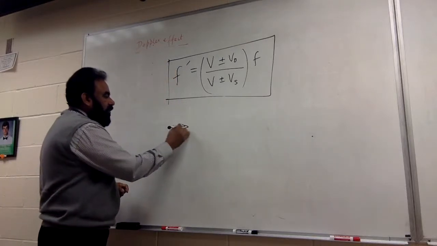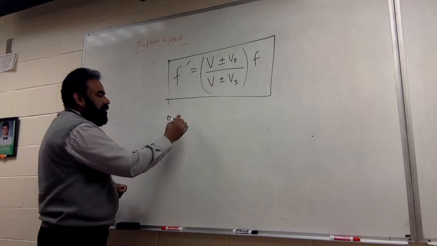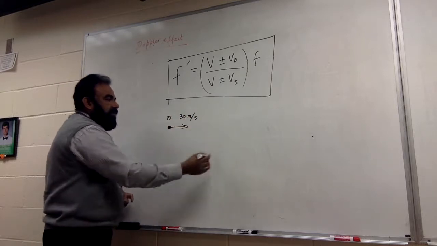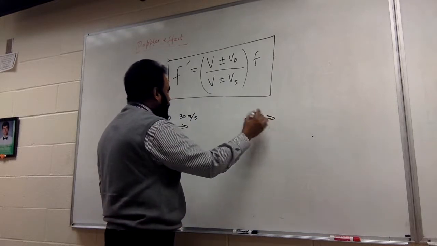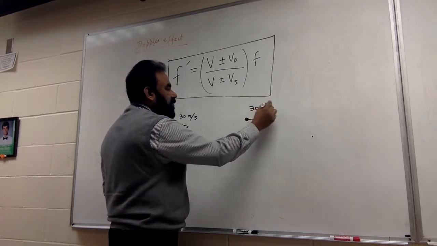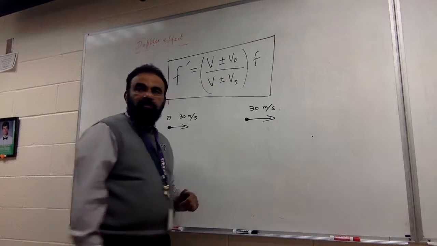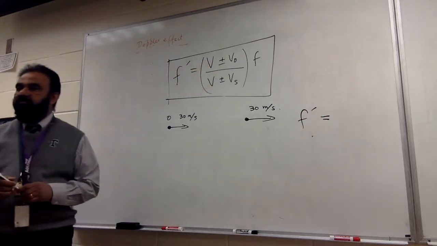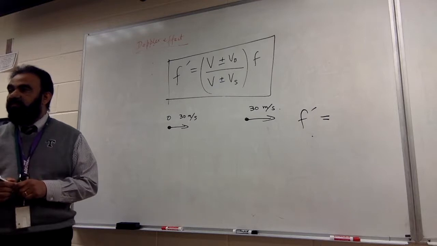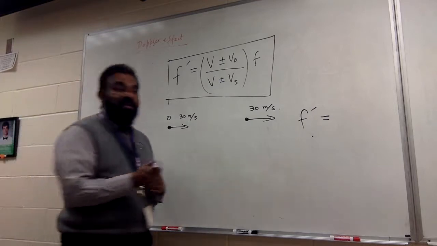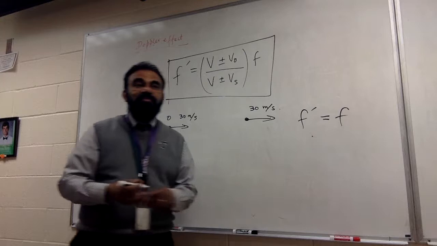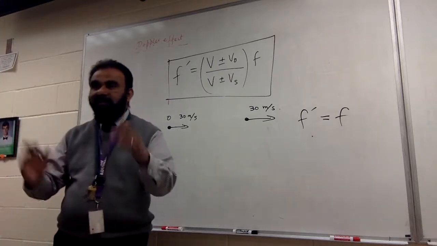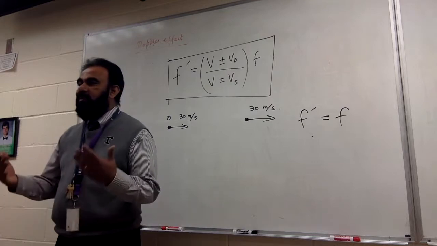What if the observer is going this way at 30 meters per second and the source is going that way at 30 meters per second? What's going to be the frequency? Just regular. The same as f. Correct. There's no difference, because they're going together. So there's no relative velocity.